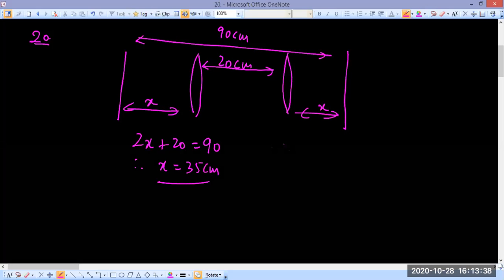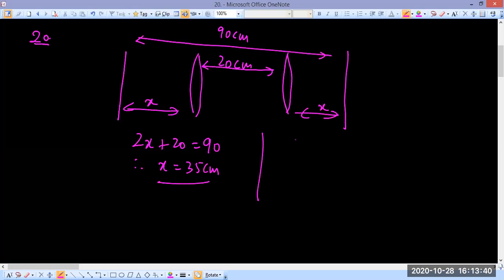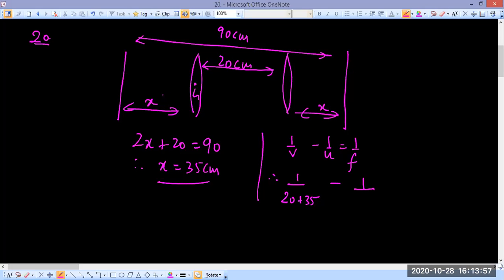Now that x equal to 35 has come, put it in the lens formula. So 1 by v minus 1 by u is 1 by f. What do we write in place of 1 by v? V for first case. Okay, let's use it for the first case. So it is going to be 1 by 20 plus x minus 1 by u. U, object distance in this first case, is going to be minus x. I'm sure all of you would have understood that.